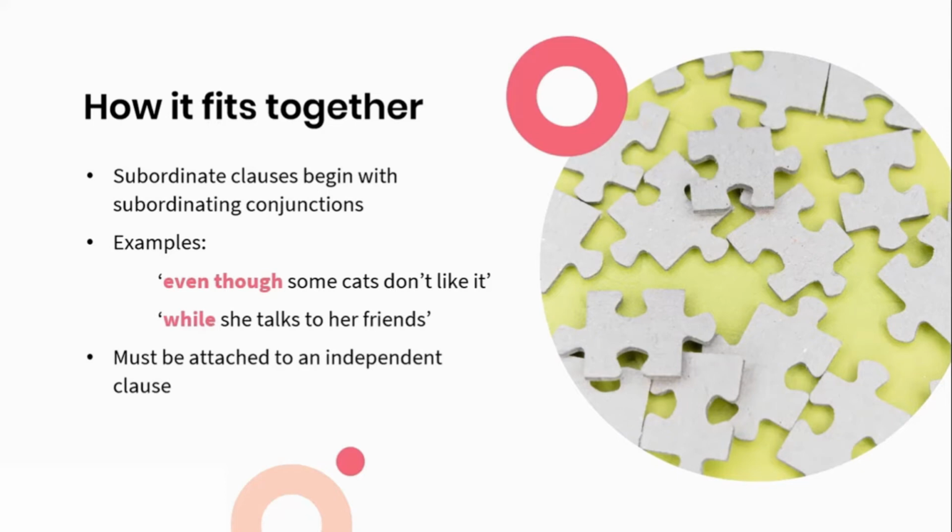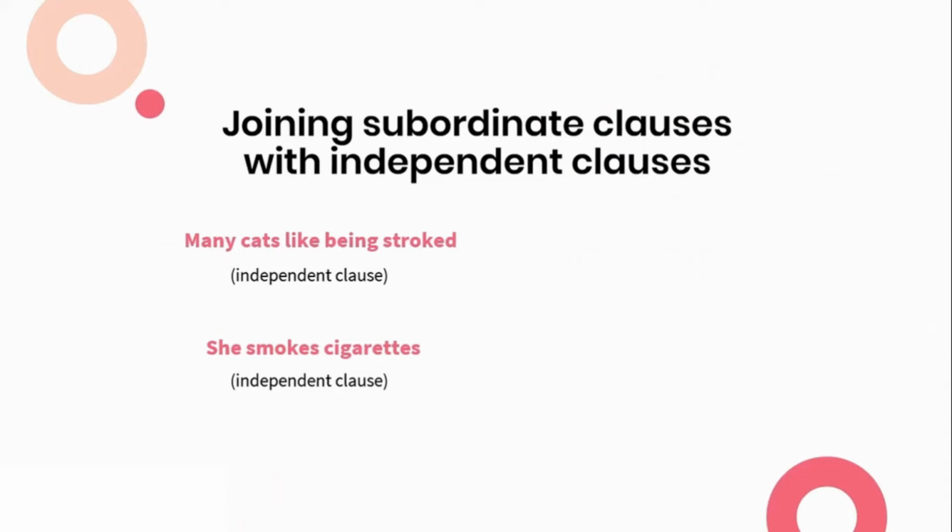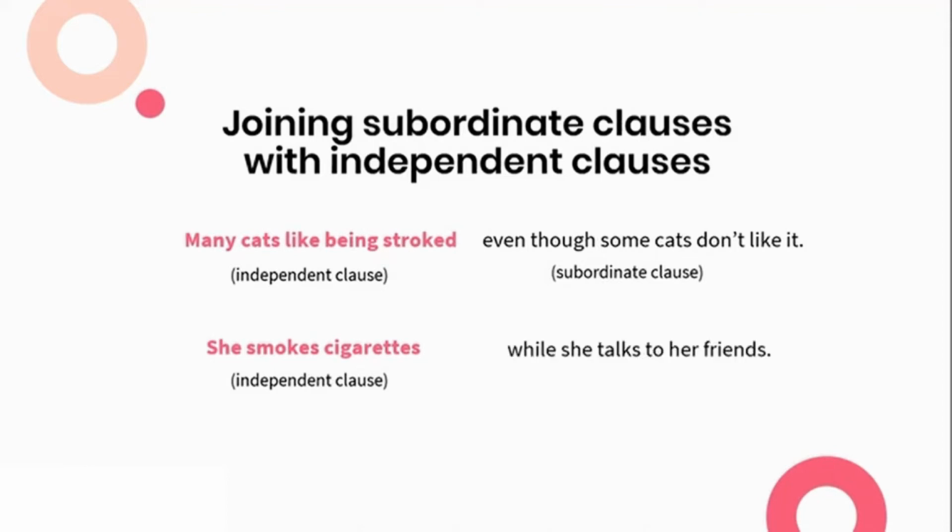So, let's do it. Remember the examples of independent clauses we looked at earlier? Many cats like being stroked. She smokes cigarettes. Great, so we've got our independent clauses. Now let's add the subordinate clauses. Many cats like being stroked, even though some cats don't like it. Great, that's our subordinate clause. She smokes cigarettes while she talks to her friends. And there's another subordinate clause.